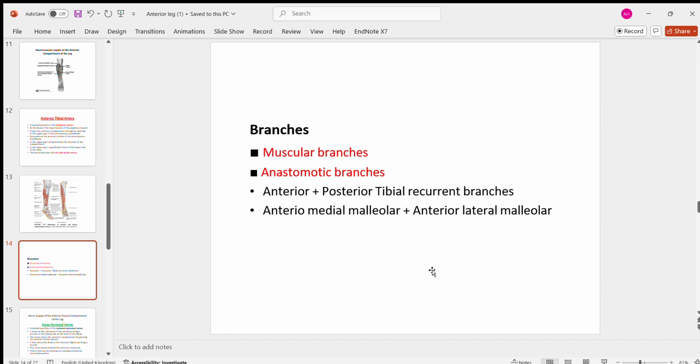This artery gives muscular branches to the muscles of the anterior compartment plus the anastomotic branches, which are the anterior and posterior tibial recurrent arteries. It also gives the anterior medial malleolar and the anterior lateral malleolar branches.